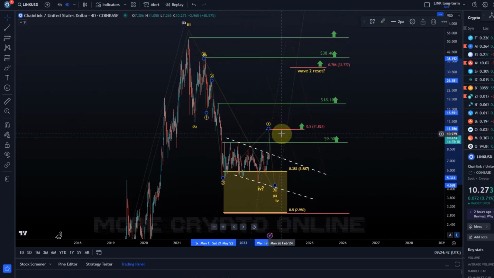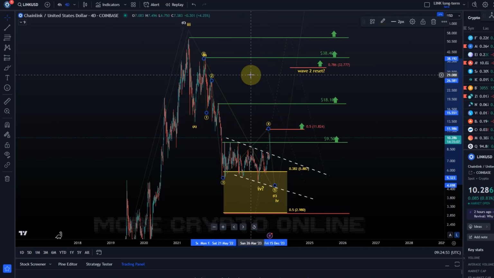The next levels to watch, $11.80. This is not only Fibonacci resistance, but also a previous support level here from February 22. And above that level, it could take Link quite quickly to $18.10. And then we will need to look at the structure when we get there.